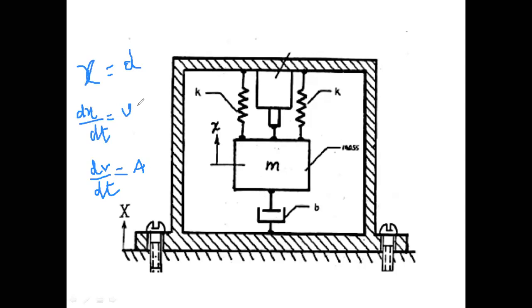Or simply I can say acceleration is equal to dv by dt. v means dx by dt. Therefore, acceleration is equal to d square x by dt square.